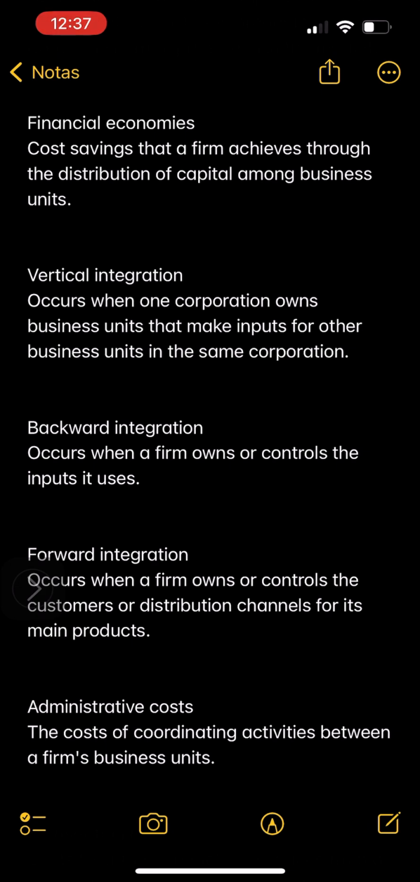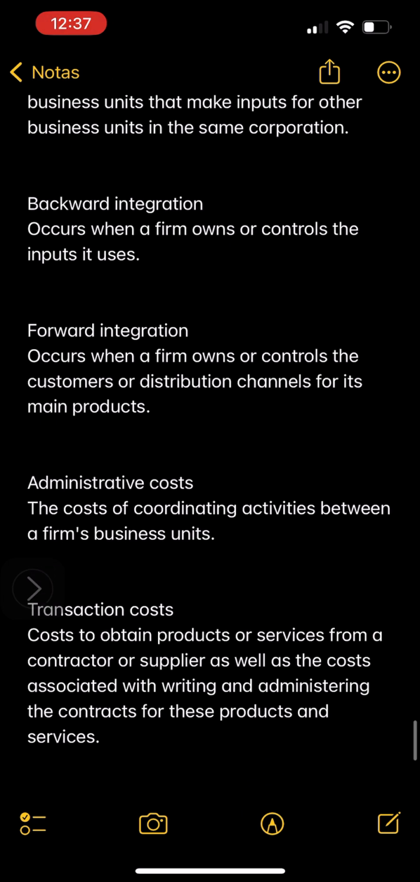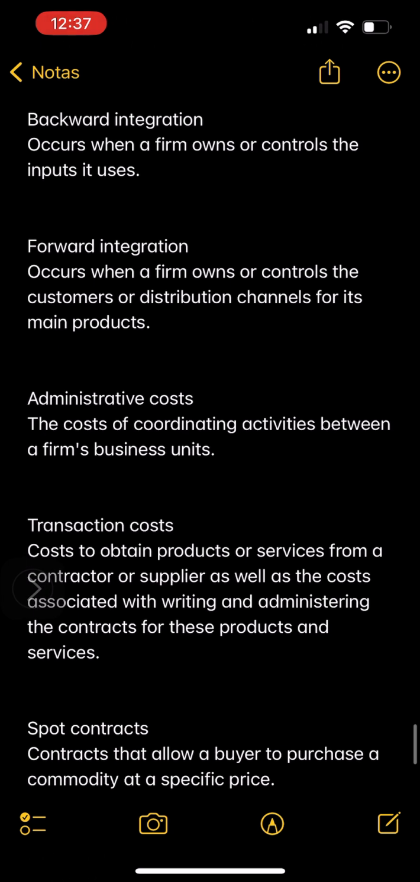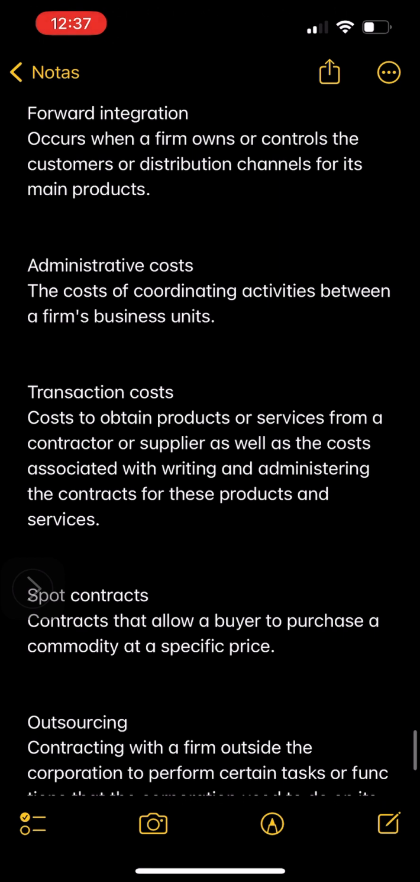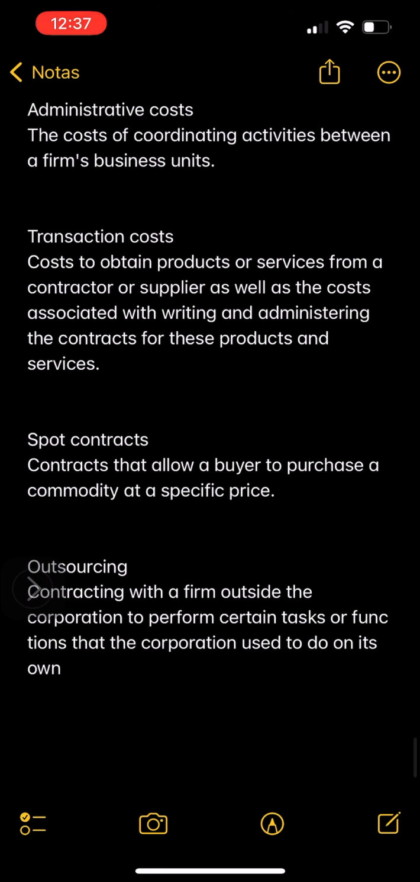Vertical integration occurs when one corporation owns business units that make inputs for other business units in the same corporation. Backward integration occurs when a firm owns or controls the inputs it uses. Forward integration occurs when a firm owns or controls the customers or distribution channels for its main products. Administrative costs: the costs of coordinating activities between a firm's business units. Transaction costs: costs to obtain products or services from a contractor or supplier, as well as the costs associated with writing and administering the contracts for these products and services.